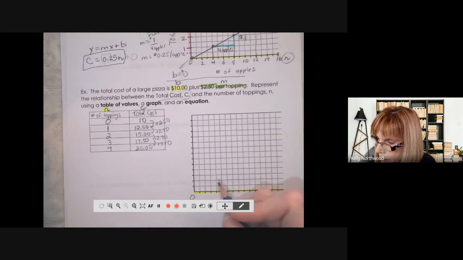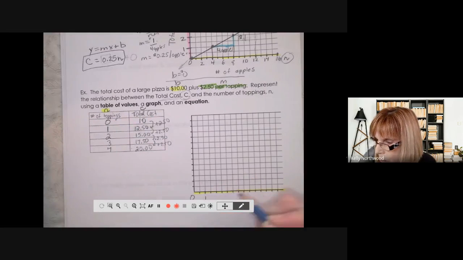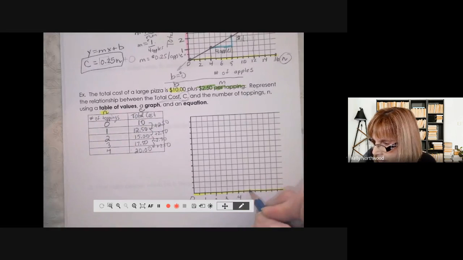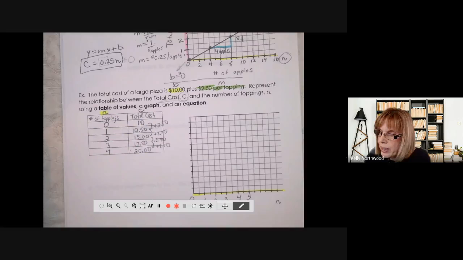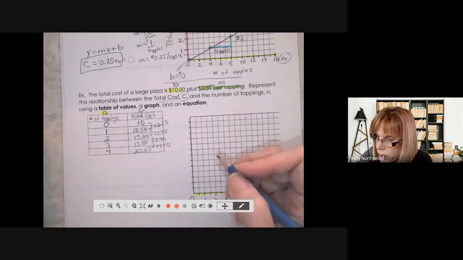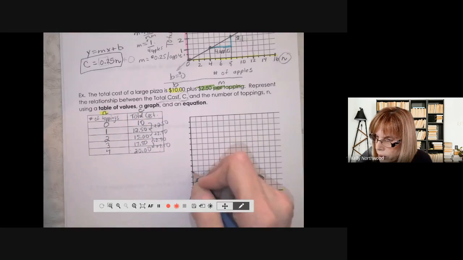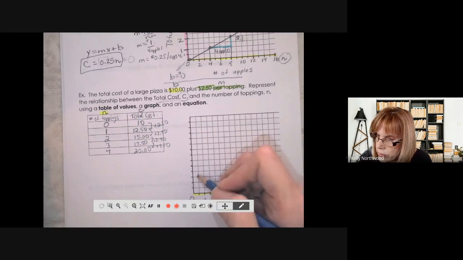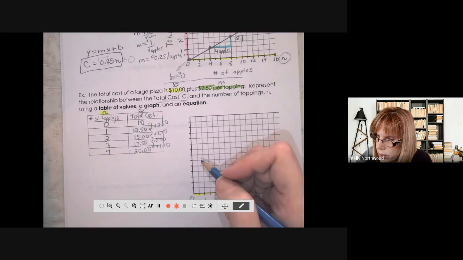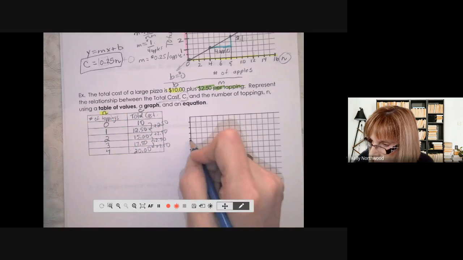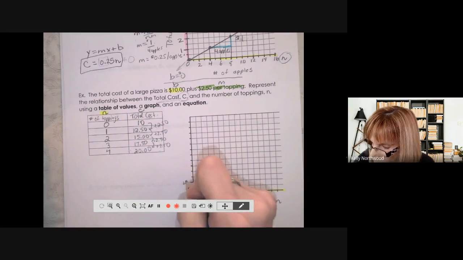So here's our 0. We can put every 2 squares as 1. And then for our total cost, we have to go from 0 to 20. 2, 4, 6, 8. No, it's not going to work. 4, 8, 12, 16, 20 will work. So I guess we could do that. Okay, so we'll make this 4. So we're counting by 2s.